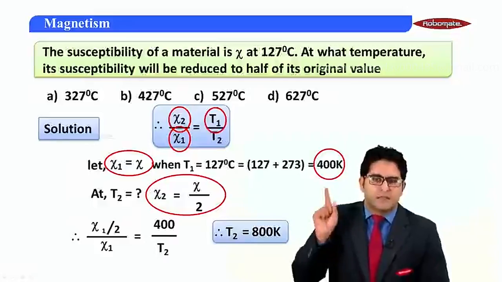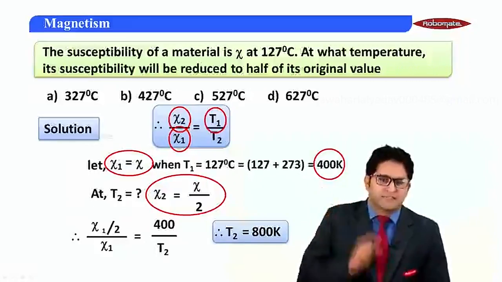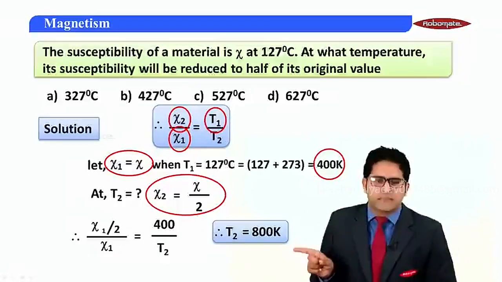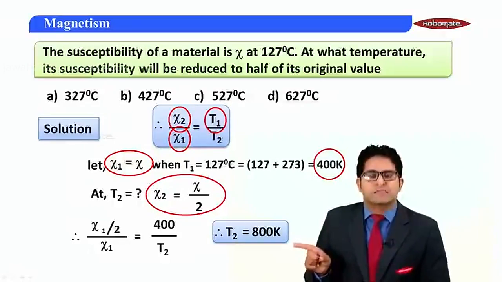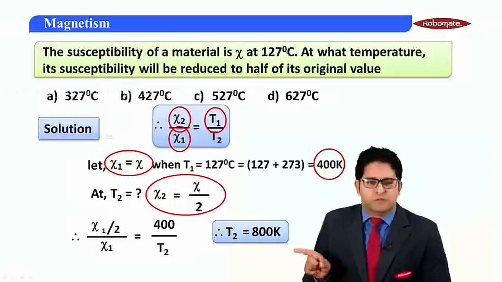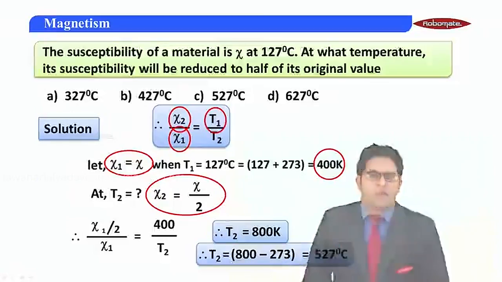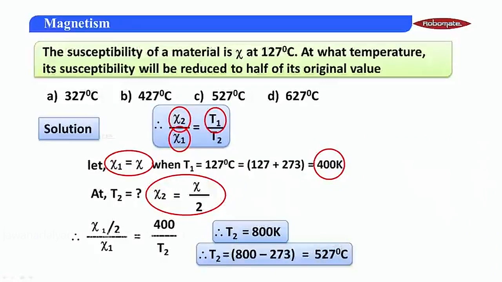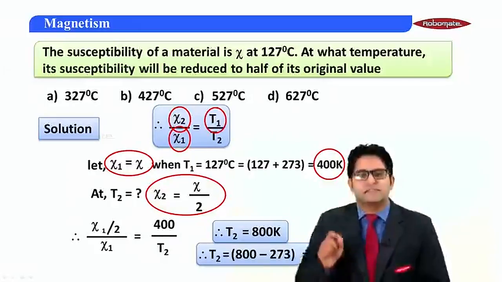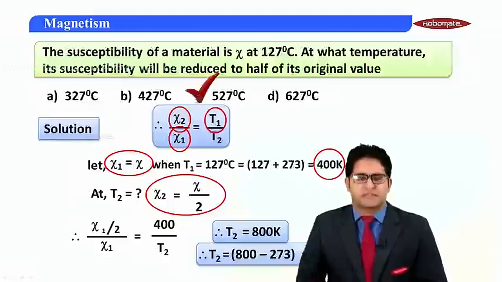But still, the options are in degrees Celsius. So we need to convert this temperature from Kelvin into degrees Celsius. How will I convert? I'll subtract 273 from this. So what will I get? I'll get 800 minus 273, which is equal to 527 degrees Celsius. So which is the correct answer? In this case, option C is the correct answer, right?